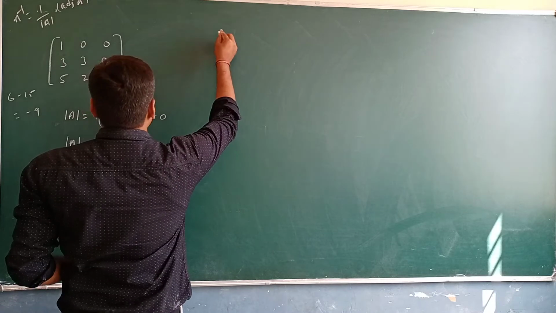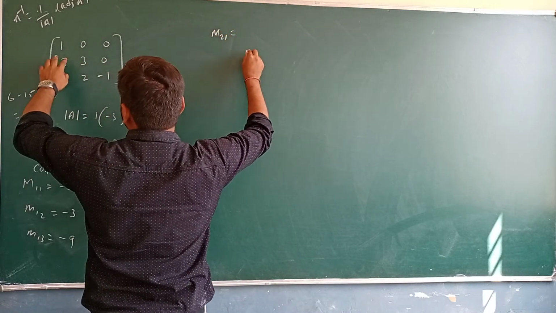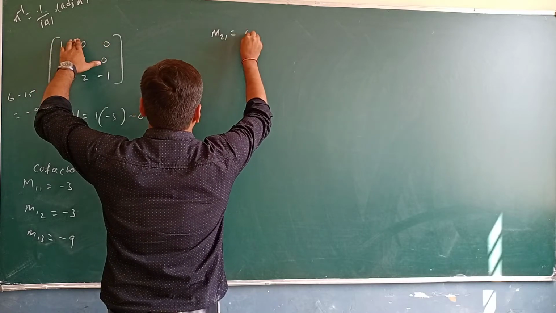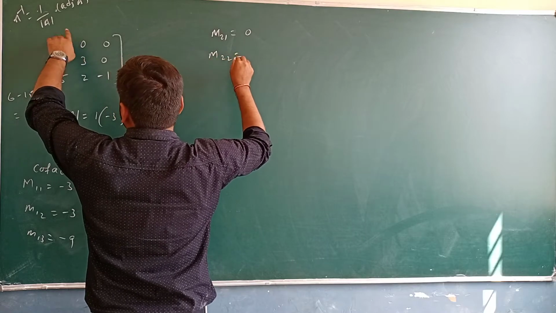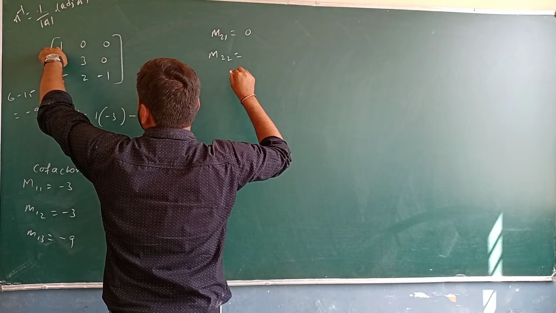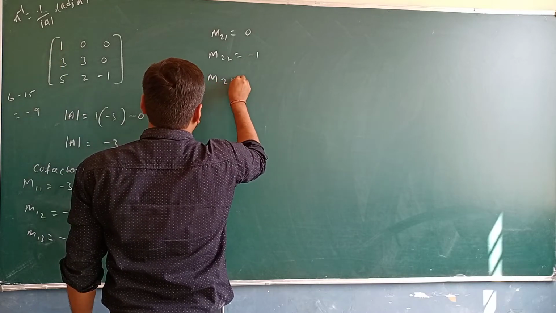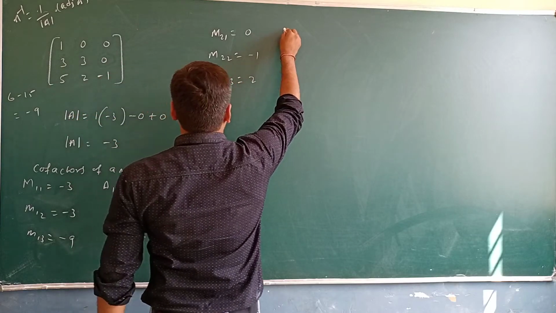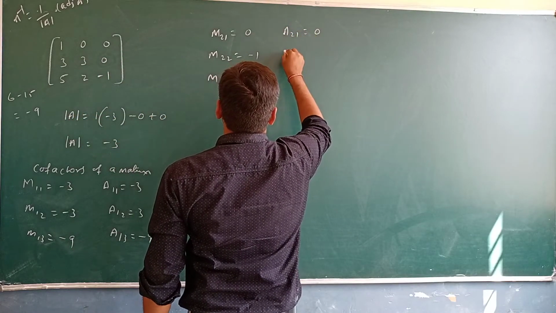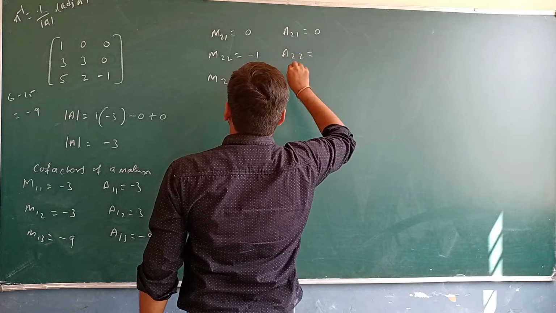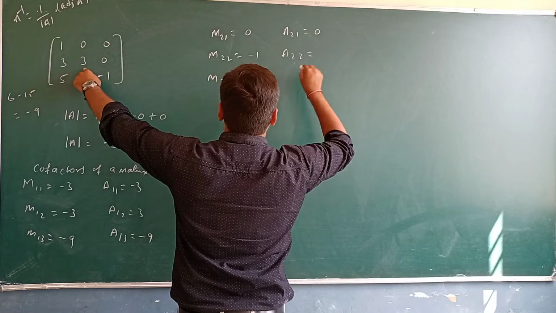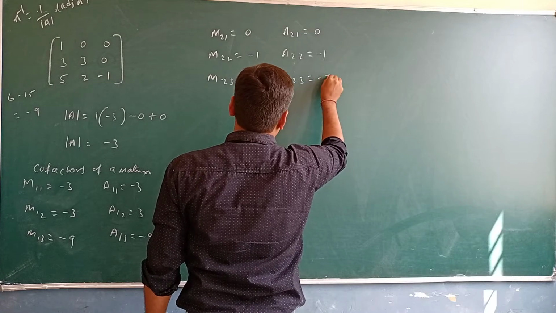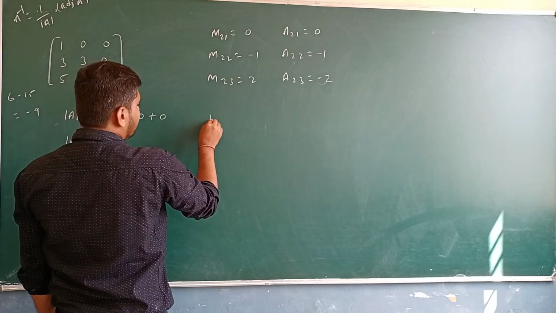Similarly, M21 is the corresponding minor, and we are getting 0. M22 is going to be minus 1. Then M23, that's going to be 2. Then the corresponding cofactor A21 is equal to 0. A22 is going to be, with the sign minus plus, again minus 1. A23 is going to be 2, sorry, minus 2.